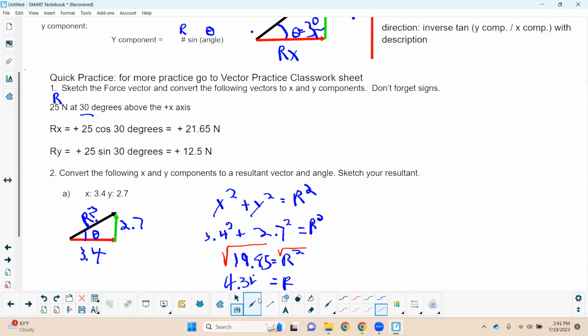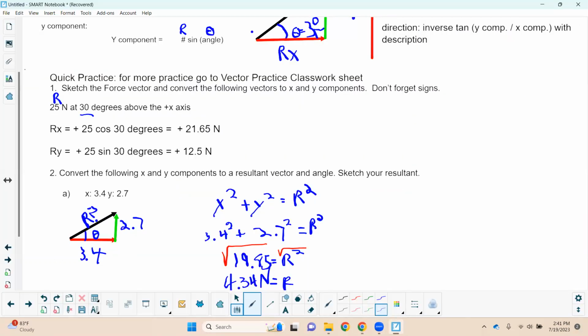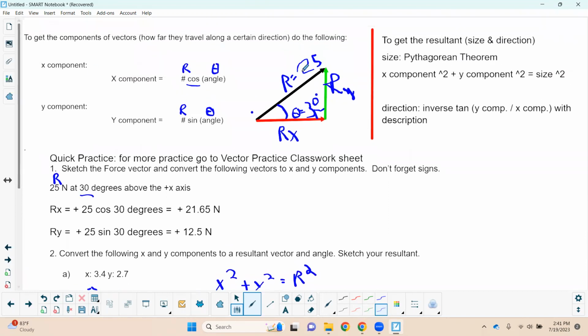If this was a force vector, which is what I'm talking about here, it would be newtons for the unit. And 4.34 is bigger than 3.4 or 2.7, so that seems to check out. The last part of this: we found the size of the vector. Remember, vectors have two components. They have the size part, which we just did. We also have to find the direction. So the direction is theta, and that's what we're looking for here.